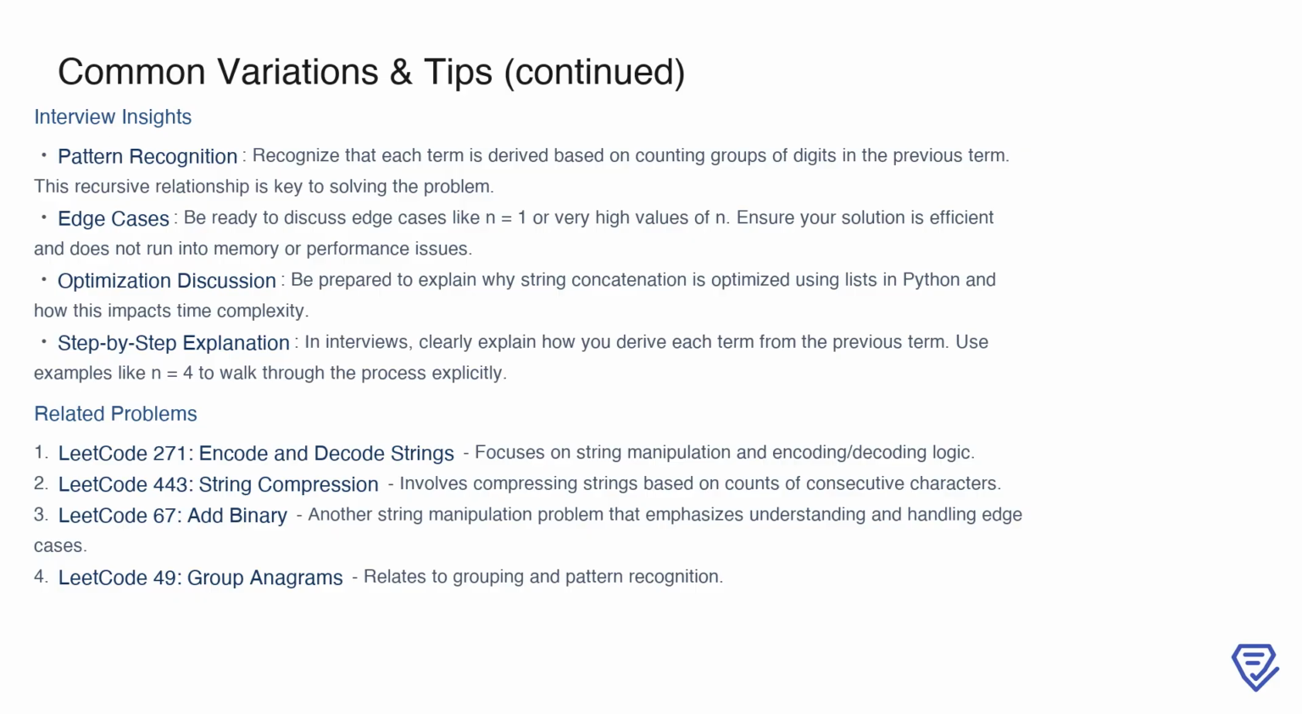For instance, LeetCode 271 focuses on encoding and decoding strings, while LeetCode 443 deals with compressing strings based on consecutive character counts. Problems like LeetCode 67, which involves binary addition, and LeetCode 49, which centers on grouping anagrams, further reinforce skills like string manipulation and pattern recognition.